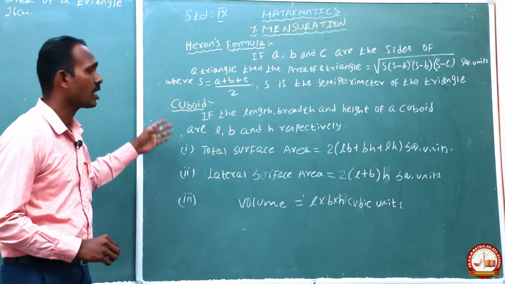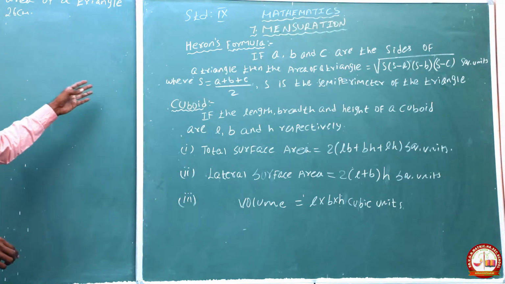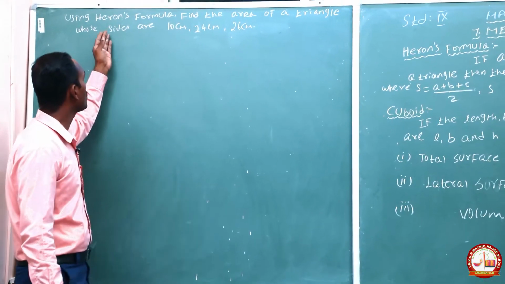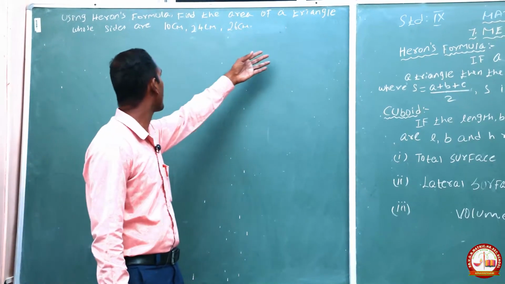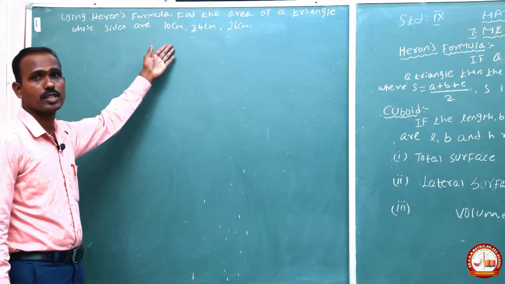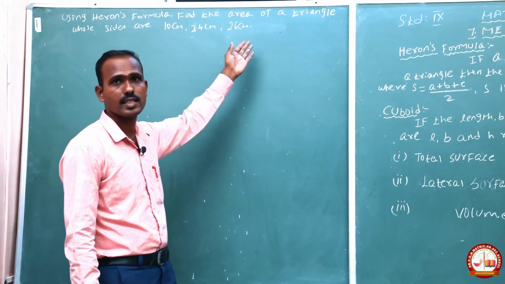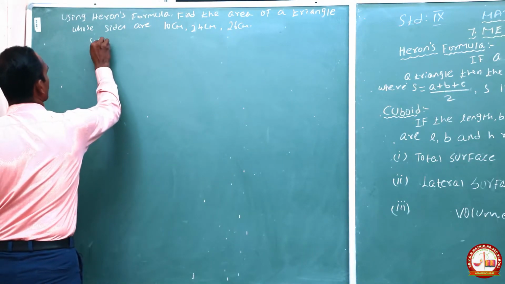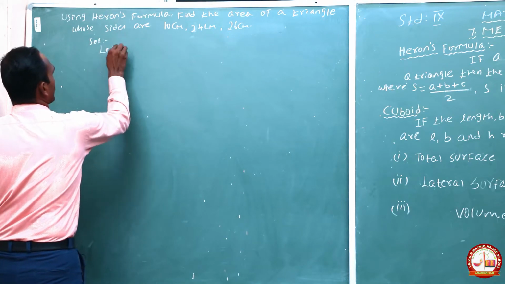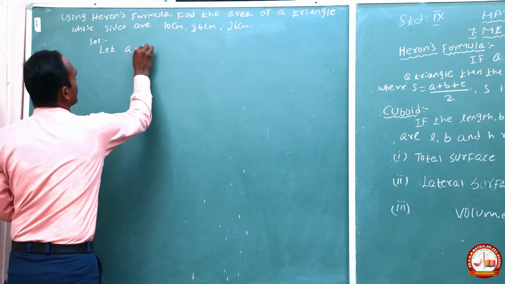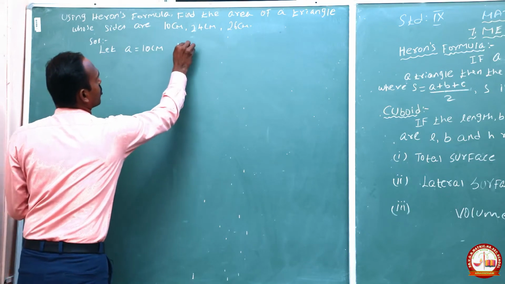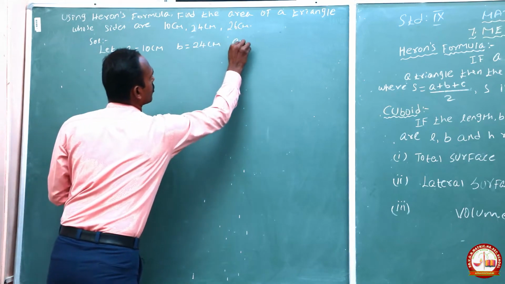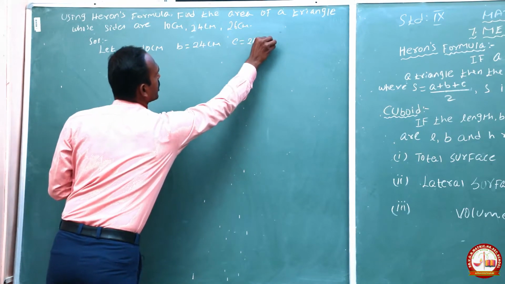Students, based on Heron's formula, we see one sum. Here one sum is given: using Heron's formula, find the area of a triangle whose sides are 10 centimeter, 24 centimeter, 26 centimeter. Solution: let a equal 10 centimeter, b equal 24 centimeter and c equal 26 centimeter.